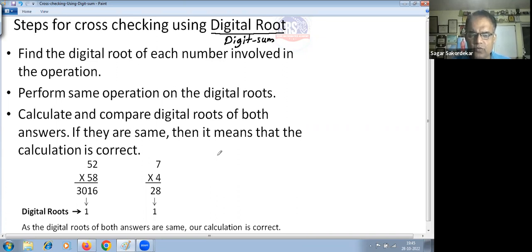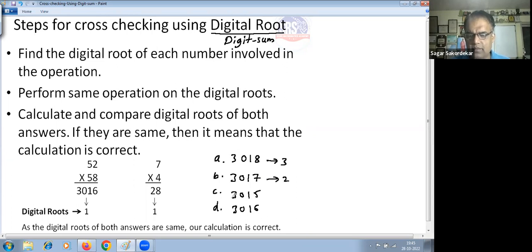See here how it can be useful. Say, if you consider that in your competitive exam, you have got options like 3018, 3017, 3015, and 3016. Okay. So you know that the digital root of this is 3. The digital root of this is 2. This is 8 plus 2. Then here it is 4 plus 5, 9. And this is 6 and 3 goes, so the answer is 1.